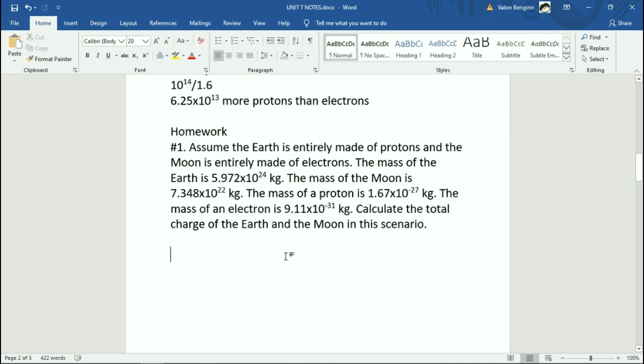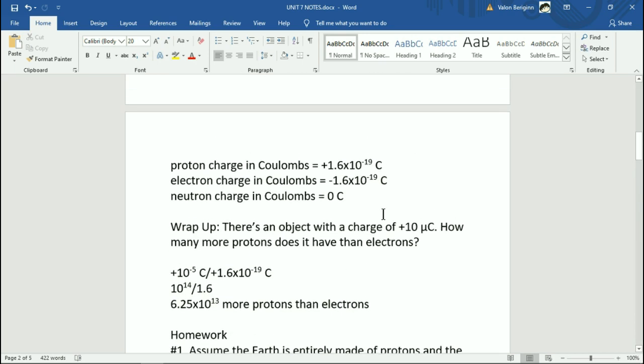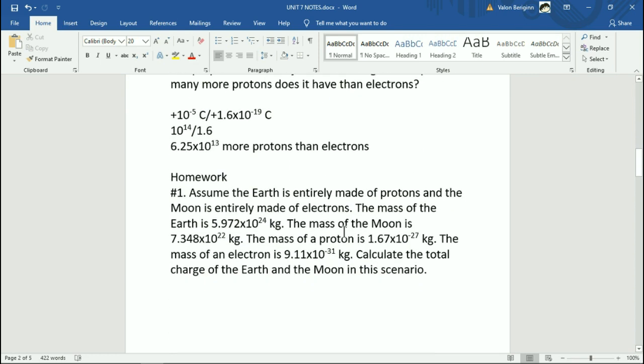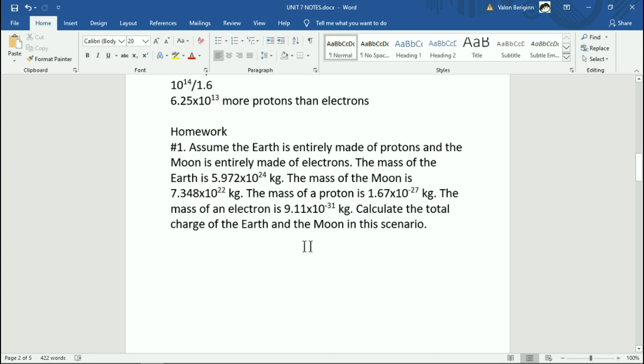So we have the mass of the Earth and the mass of the Moon, and we're given the mass of a proton and the mass of an electron, and we're trying to figure out what the total charge of the Earth and the total charge of the Moon would be, given that the Earth is entirely made of protons and the Moon is entirely made of electrons. So we know from up here what the charge of one proton and one electron are. So if we can figure out how many protons and how many electrons would make up this Earth and Moon, we could then figure that out.